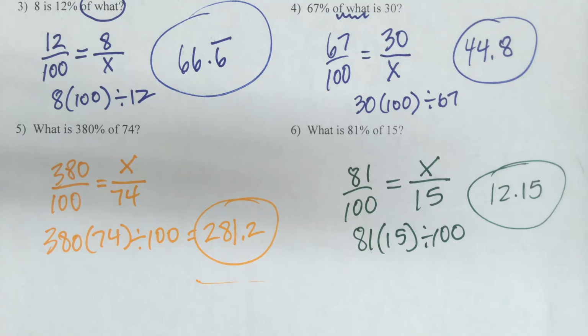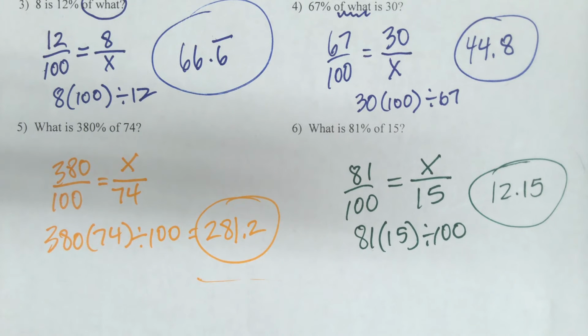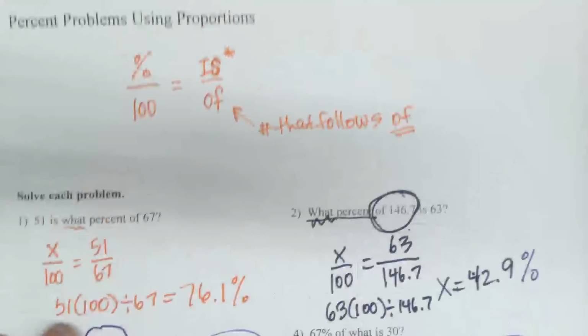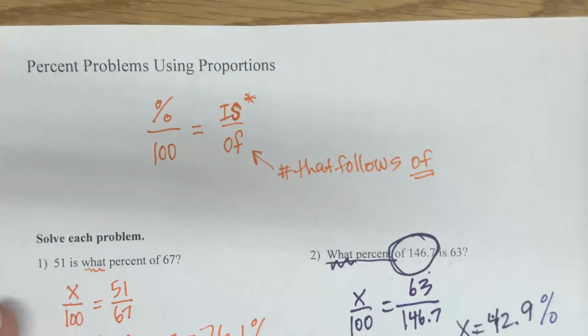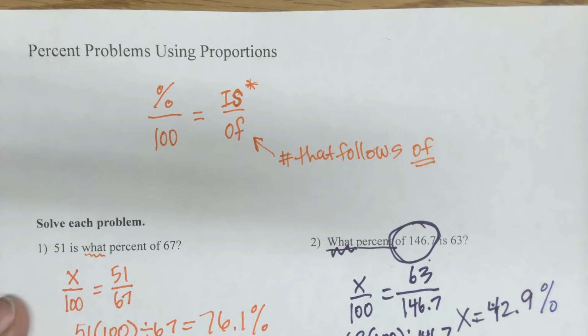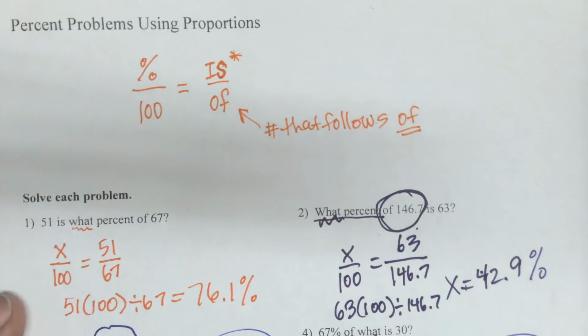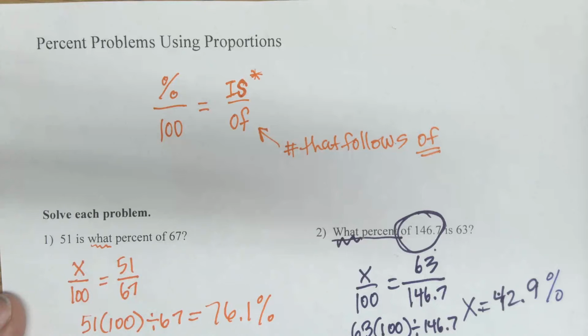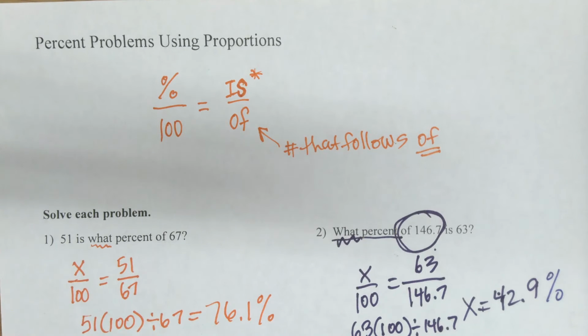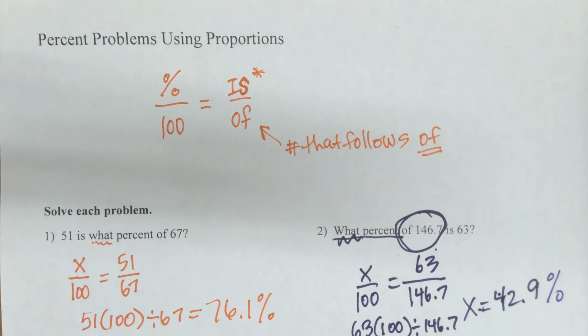So that is about it. Please just make sure you put the setup in the right spot. Percent over 100 is is over of. The places that are easiest to fill are the percent, obviously. That's very obvious. It follows either the word percent or the percent sign. And then the number that follows of always goes on the bottom, and then it's just doing a proportion. Good luck.